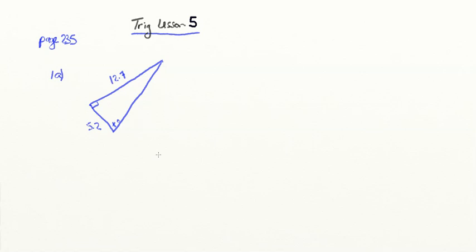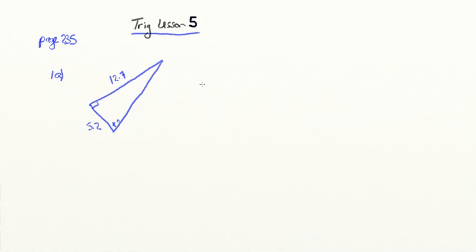Okay, Trigonometry Lesson 5, Determining the Angles and Sides in Right-Angled Triangles. This is on page 235. So class example number 1, I have drawn here. We have a right-angled triangle. X is our unknown angle, and they're giving us two sides.